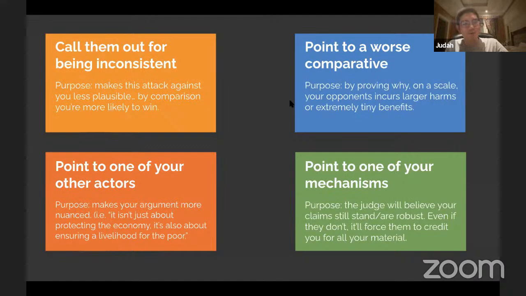Another thing you can do is to point to one of your other actors. So it might be true that this actor gets harmed, this other actor is more important, and this other actor gets benefited. Care about this other actor, right? So it makes your arguments more nuanced, like to say something like, it isn't just about protecting the economy, it is also about ensuring a good livelihood for the poor.